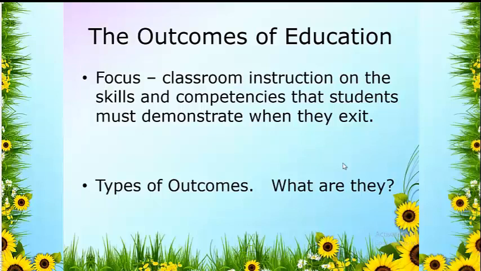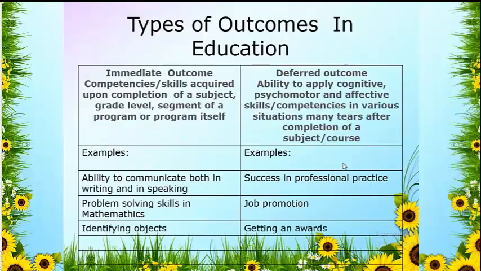So in this matrix, we could see the types of outcomes in education. The immediate outcomes are competencies or the skills acquired upon completion of a subject, a grade level, a segment of a program, or the program itself. The deferred outcome is the ability to apply cognitive, psychomotor, and affective skills and competencies in various situations from completion of a subject or a course.